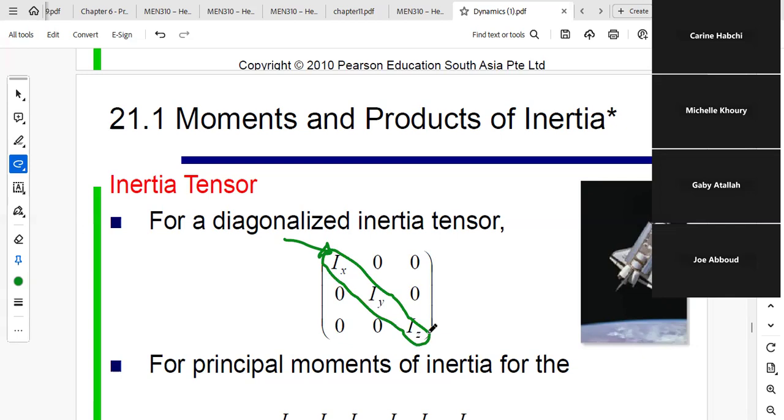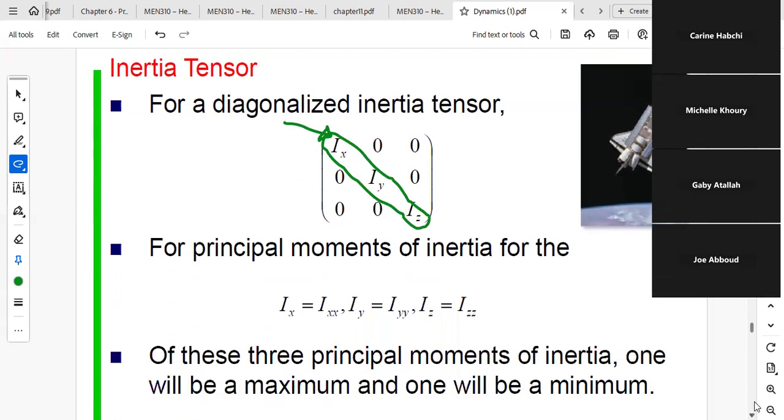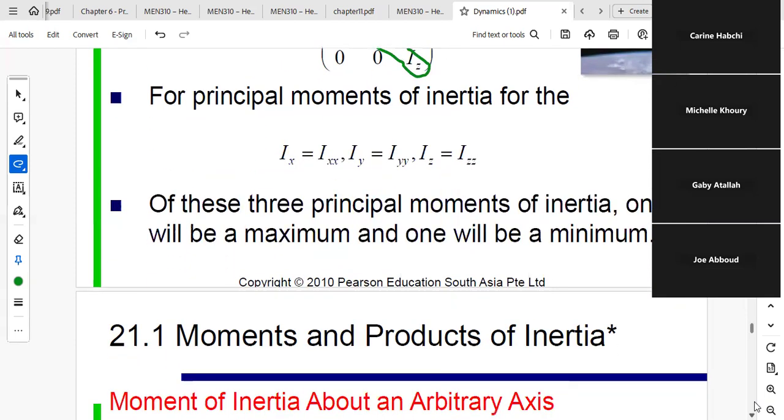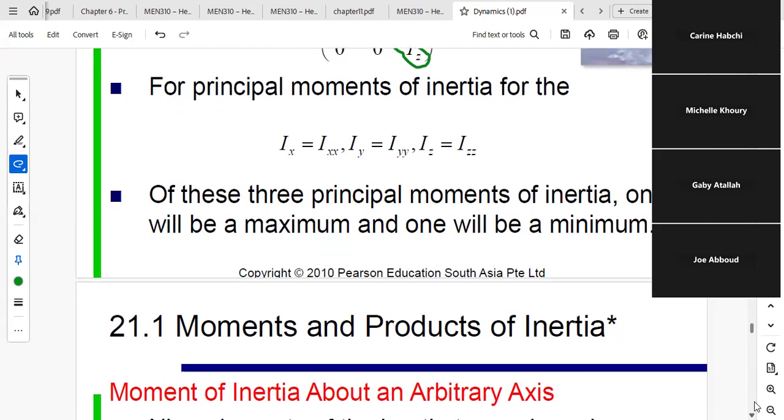That's why we try, if we can, to find what we call the principal axes of the body. These are the axes for which you don't have products of inertia. So we can talk about principal moments of inertia about the three principal axes x, y, z. In this case, all products will be 0. Of these three principal moments of inertia, one will be a maximum and one will be a minimum.